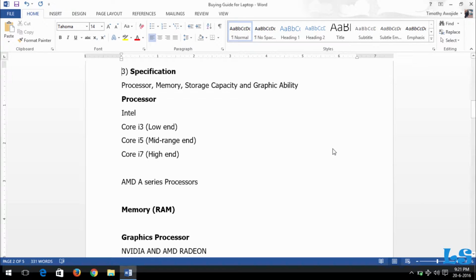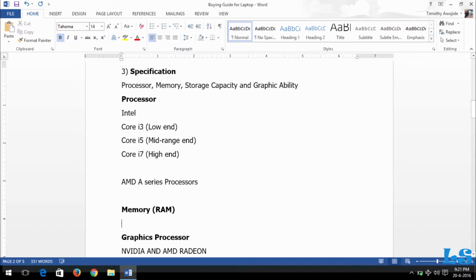Now for the memory, the RAM. This is a very important aspect of the computer system because all open programs are loaded onto the RAM. Majorly, low-end computers will have between 2 to 4 gig RAM, while mid-range computers will have from 4 to 8 gig RAM. But high-end computers start from 8 gig and go up to any other RAM.